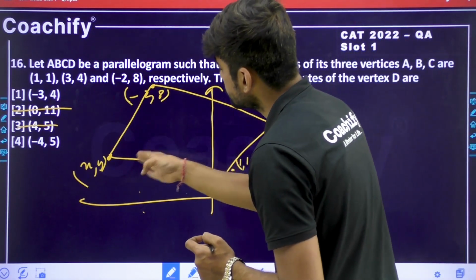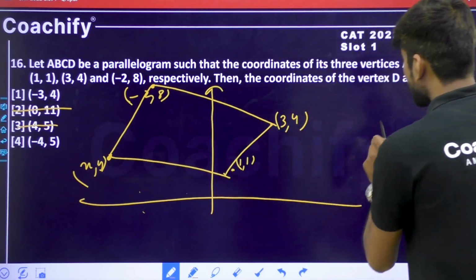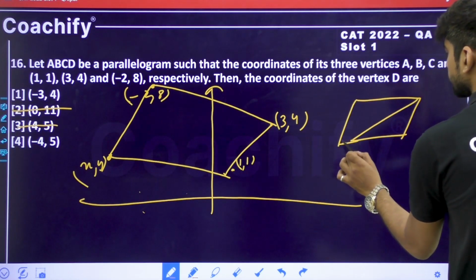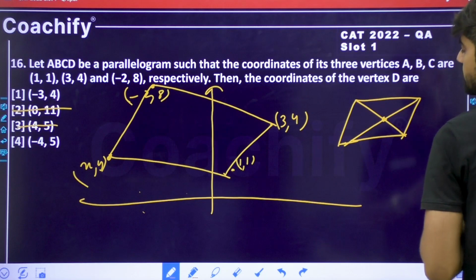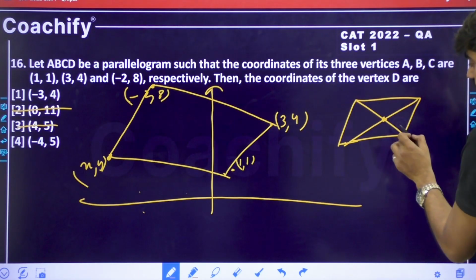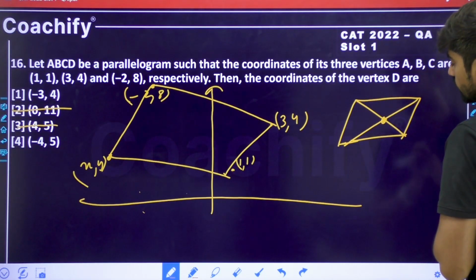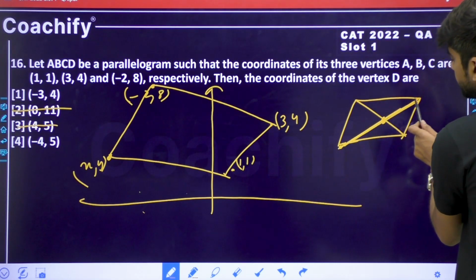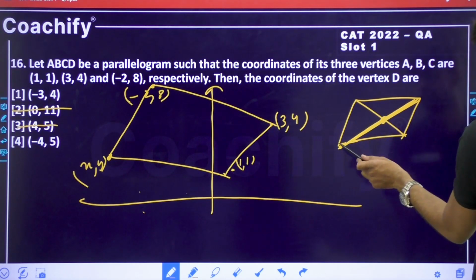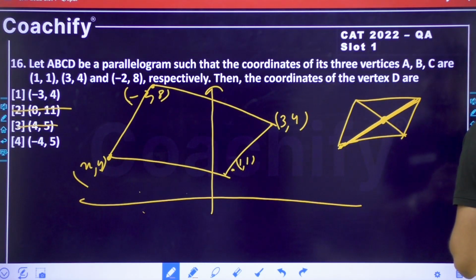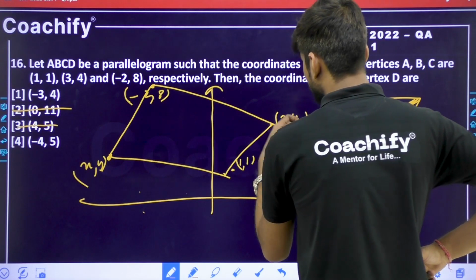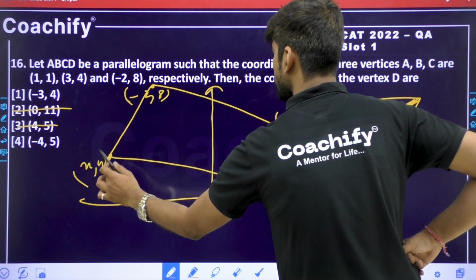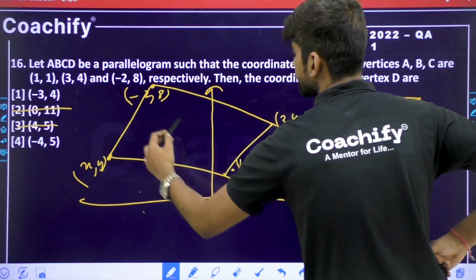Now, since it's a parallelogram, and the diagonals of a parallelogram always bisect each other, that means this point of intersection will always be the midpoint of this particular line. If I take this line, this point is going to be the midpoint of this as well. Fair enough? So if I add these x coordinates, this should be equal to the sum of these x coordinates as well.